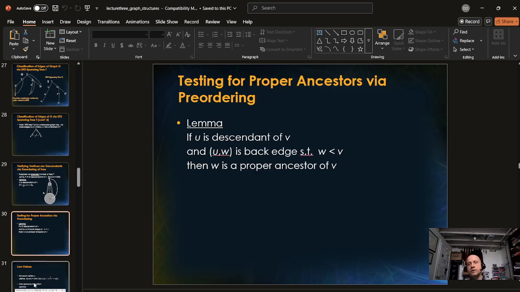Testing for proper ancestors through pre-ordering. Here the lemma: if u is a descendant of v and uw is a back edge such that w is less than v, then w is viewed as a proper ancestor of v.